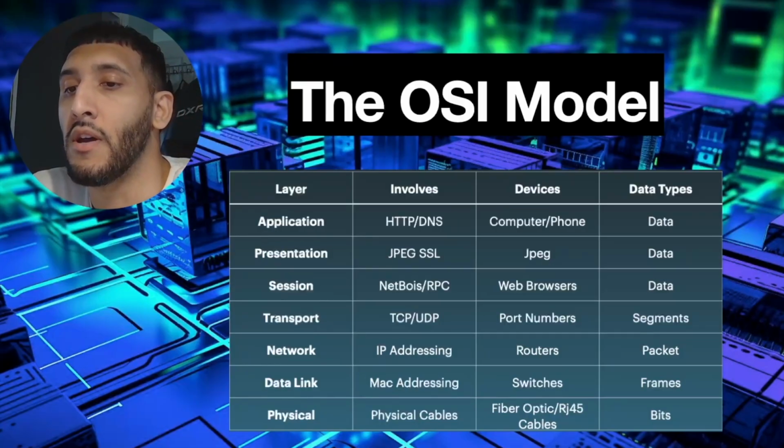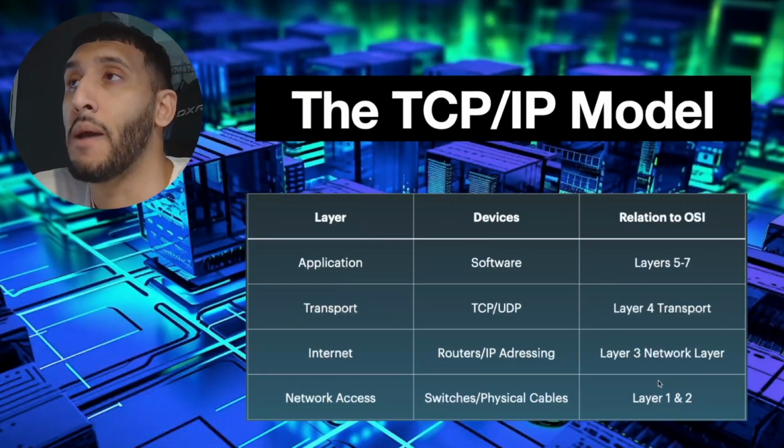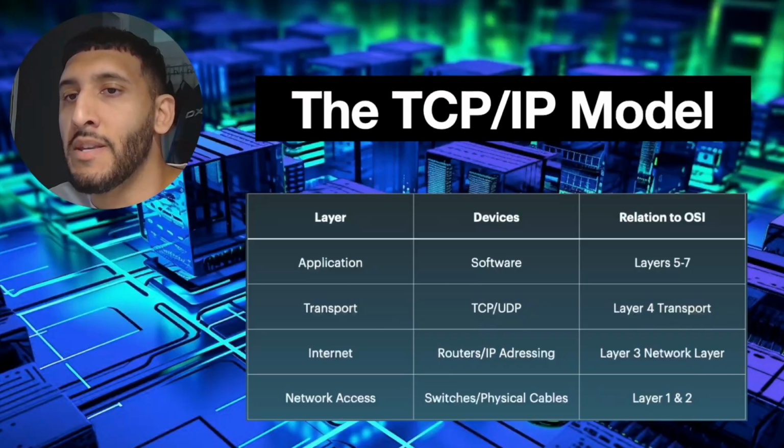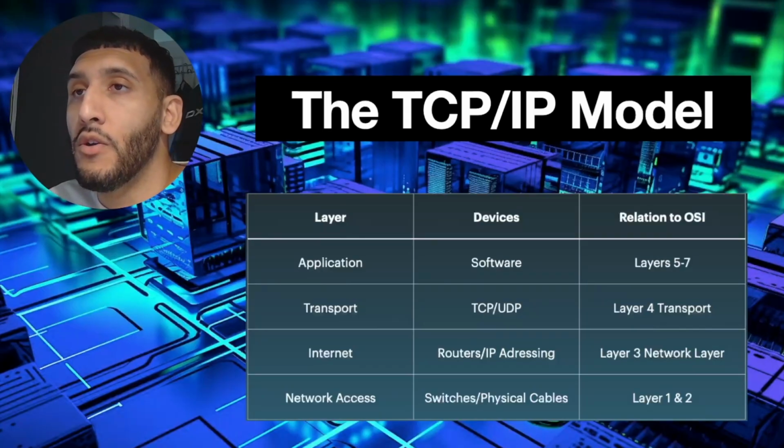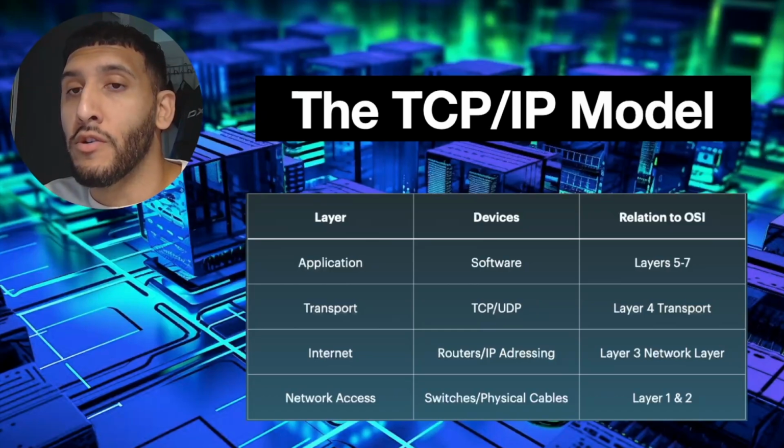In practice, in the real industry, people use this model, the TCP/IP model. This model is really a simplified version of the OSI model. So you have the network access layer, which is equivalent to layers 1 and 2 from the OSI. You have the internet layer, which is really the network layer from the OSI. You have the transport layer, which is the same as the transport layer, and the application layer, which covers layers 5, 6, and 7 from the OSI model. This model reflects how the internet really works, so it's more applicable in the real world.